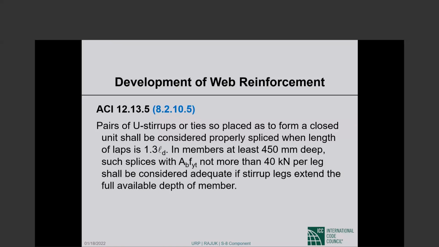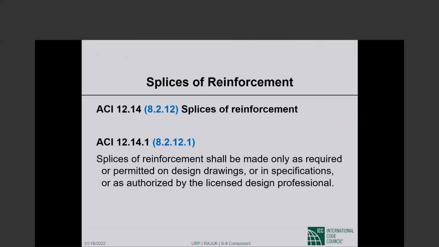Now in members at least 450 millimeters in depth, such splices with A sub b F sub yt not more than 40 kilonewtons per leg shall be considered adequate if stirrup legs extend the full available depth of a member. I think you can read that and understand. I don't know that I can add any explanation. Anyway, this is two U's making up a closed unit that is provided for.